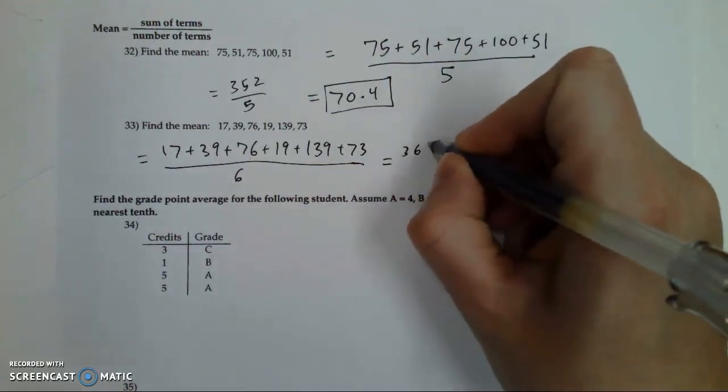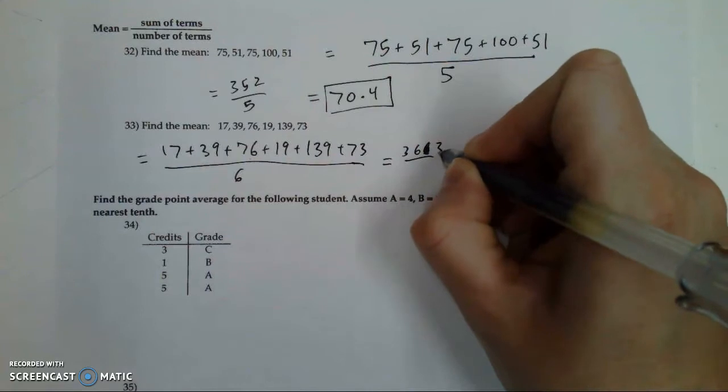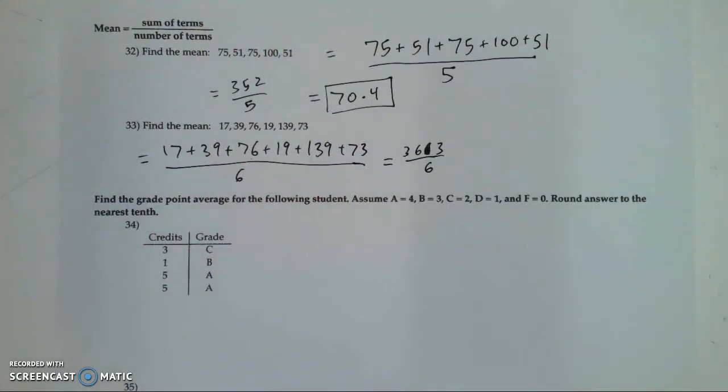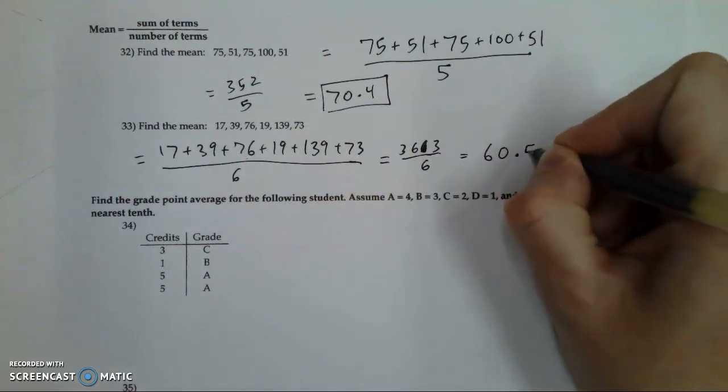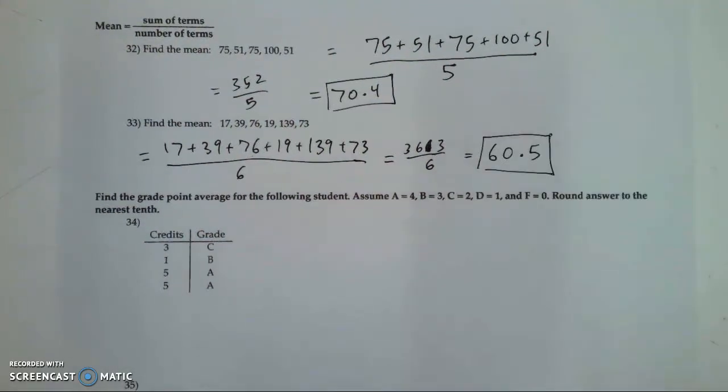I get 360, oops, 3. Helps if I write the right number. And then if I divide that by 6, I get 60.5. So that is how we are going to find a mean or an average. And again, we will need to have that formula memorized.